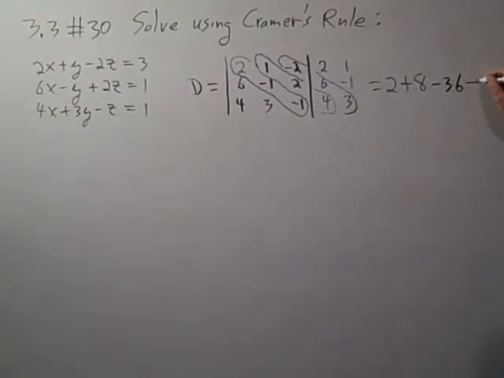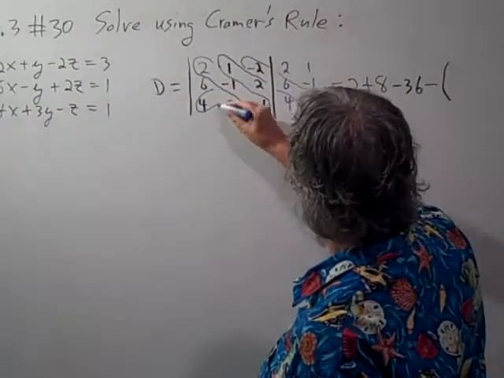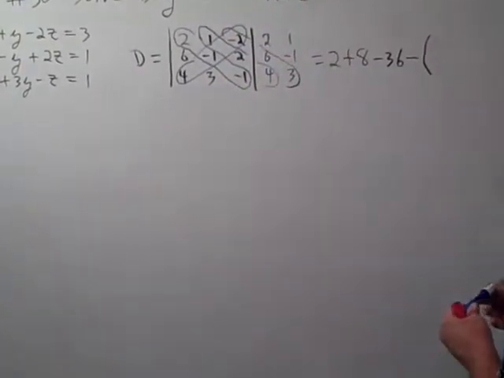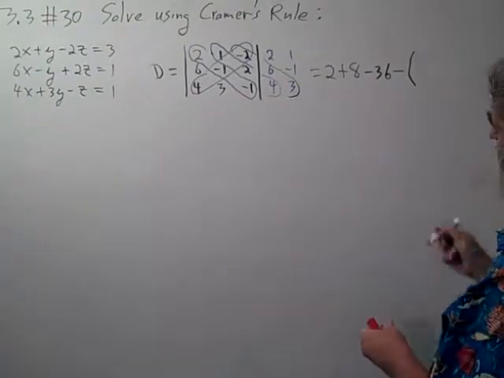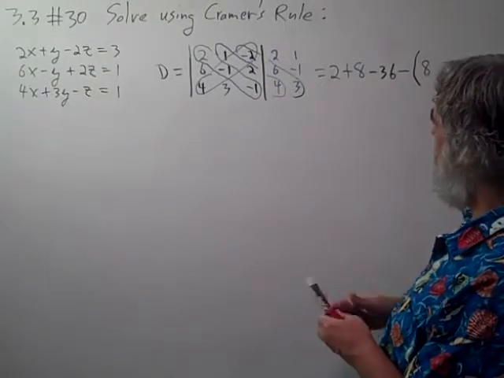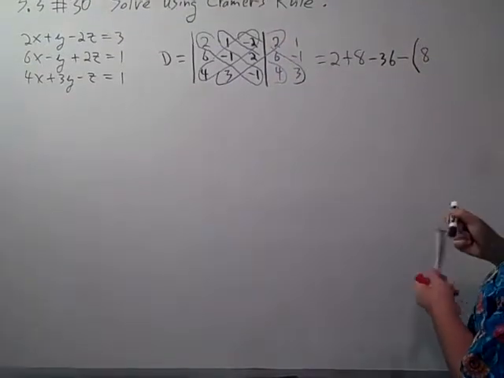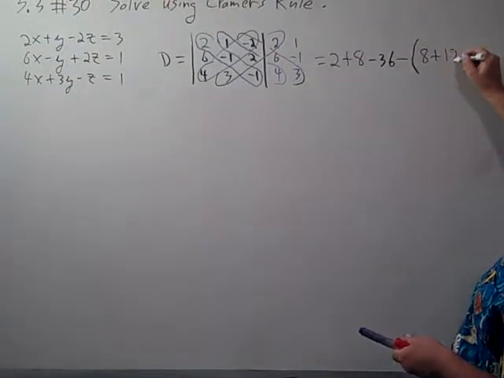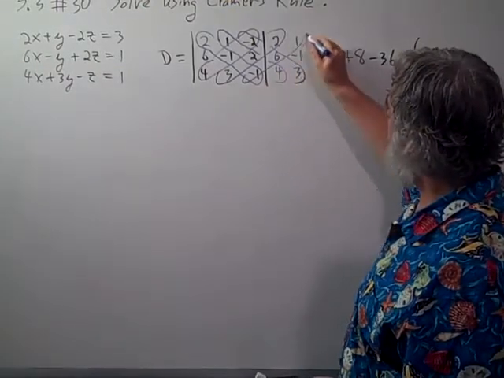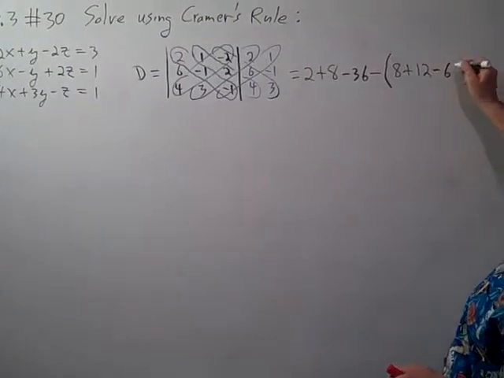Okay, now we subtract what we get on the diagonals going in the other direction. So we have 4 times -1 times -2, which is 4 times 2, that's 8. And for the next one over, we have 3 times 2 times 2, which is 3 times 4, that's 12. So we add 12. And then for the last term, we have -1 times 6 times 1, which is -6. So we're at -6 here.